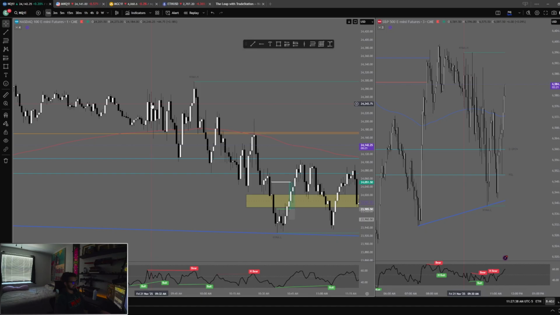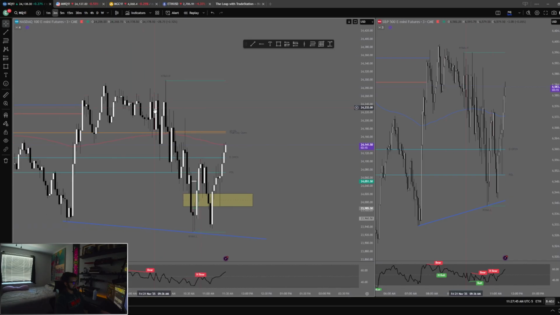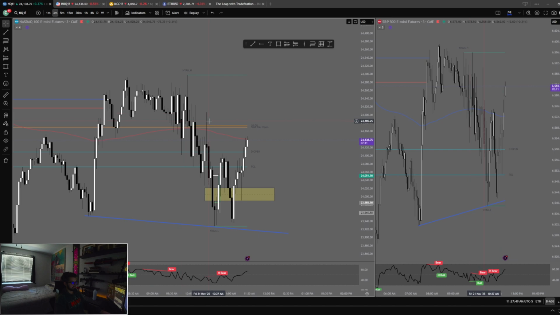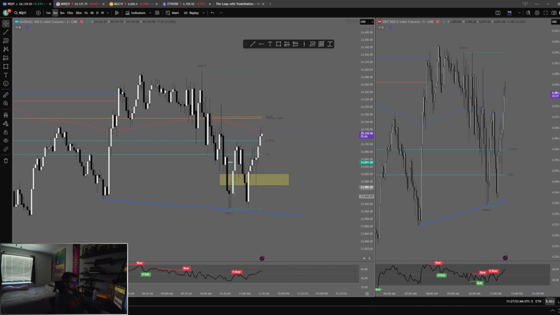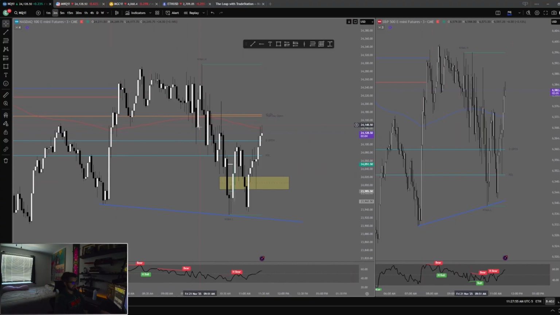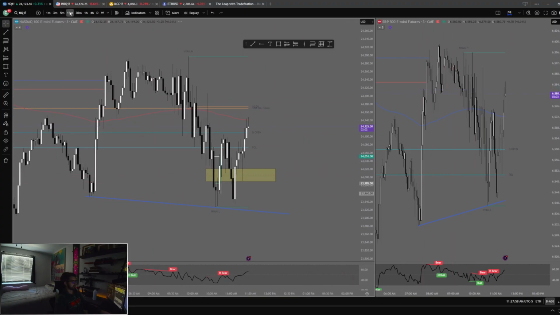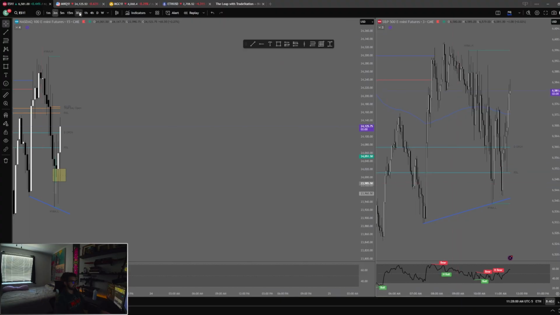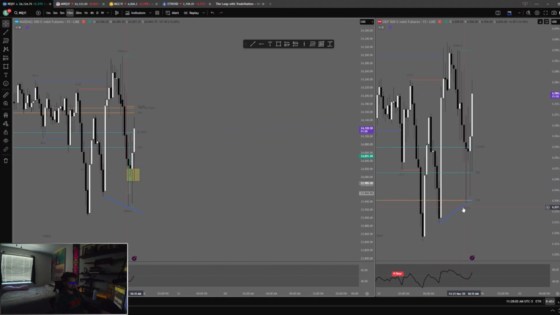Coming to market open, we pretty much just chopped all morning with all these wicks stacking on top of each other, like this. This didn't really give any good entry. And then around 11-ish, or 10:30-ish, we finally filled out this imbalance right here and made a 15-minute SMT right here between ES and NQ.